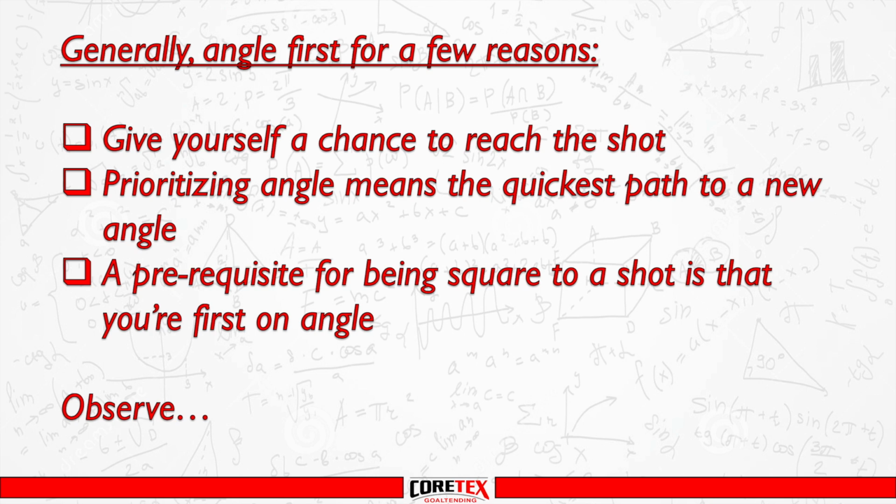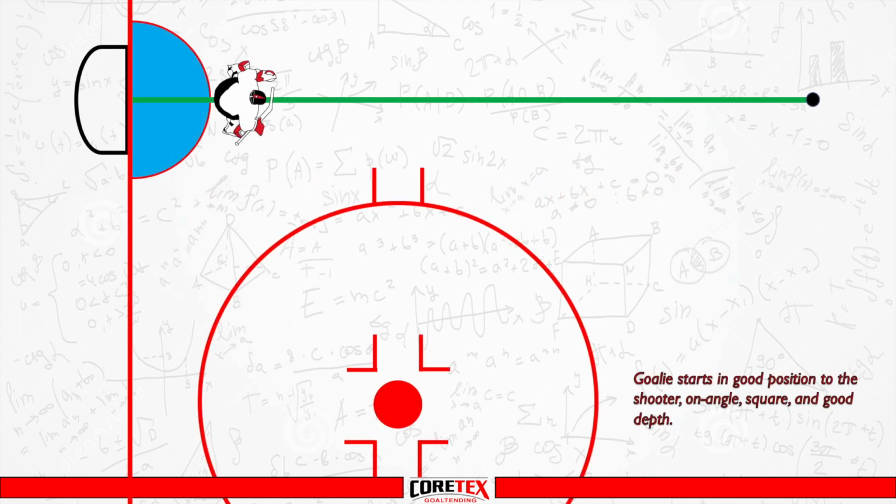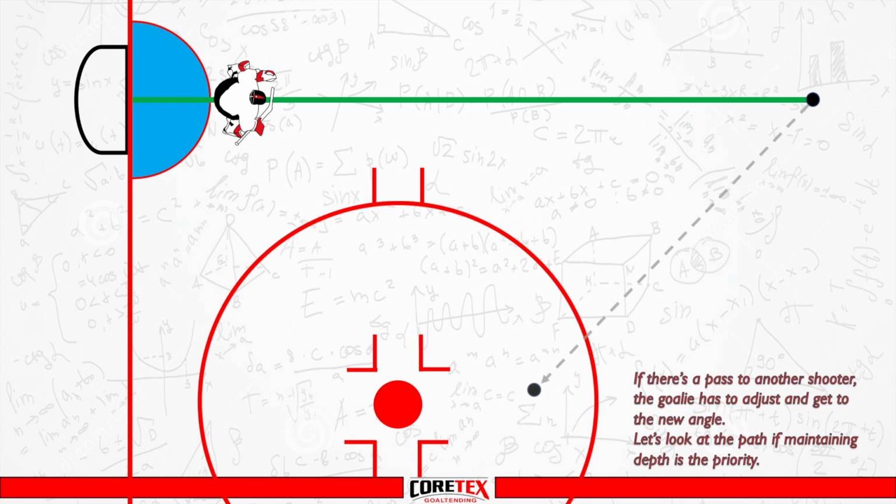If you prioritize angle, you give yourself a chance to reach the shot. If you're on angle, you've got a chance to get there. Prioritizing angle means quickest path to a new angle, and I'll show you what that means in a minute. Being on angle is a prerequisite for becoming square to a shot. If the puck starts in the middle of the ice and then a pass is made down to somebody around the dot lane, the goaltender has to move to adjust to that new angle.